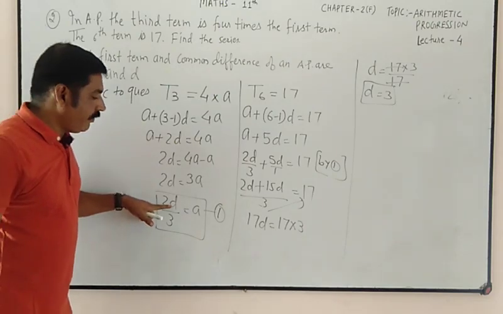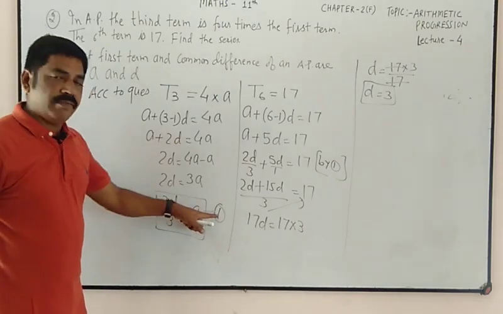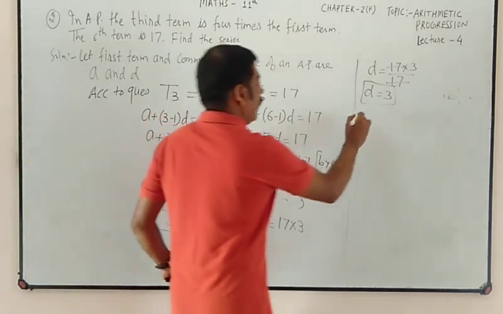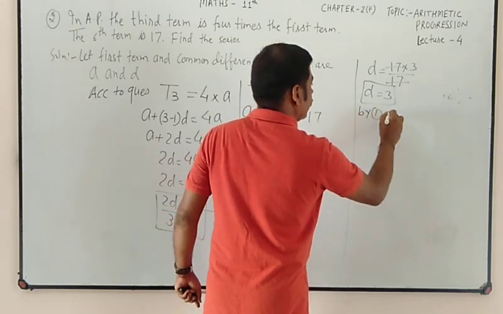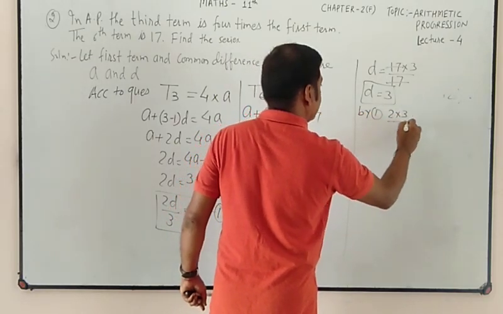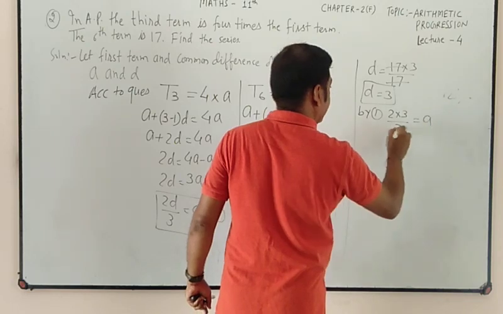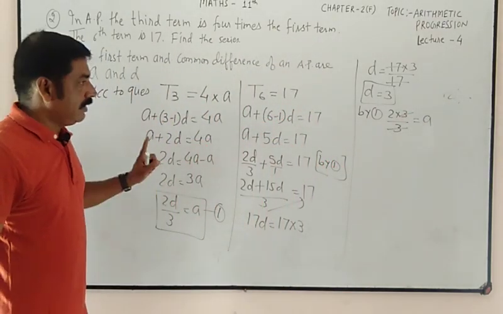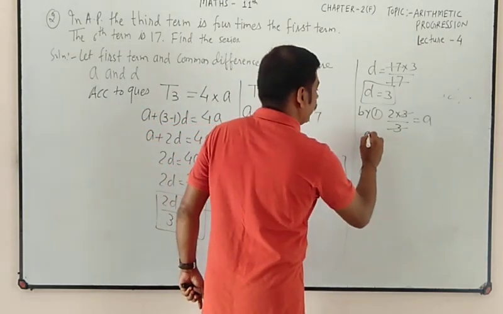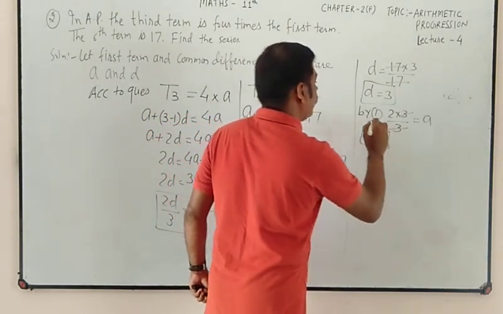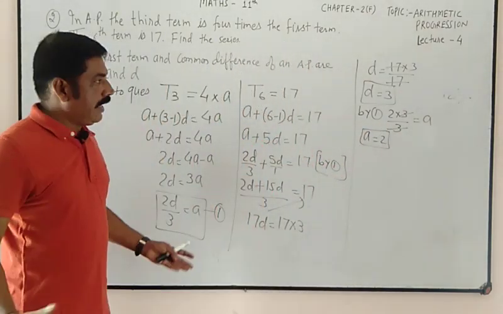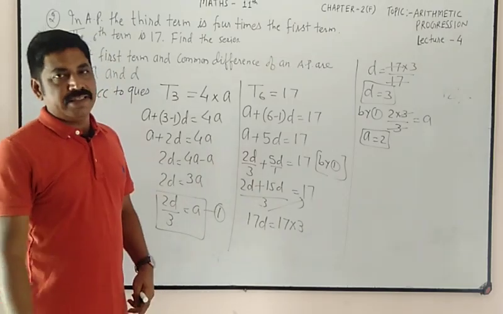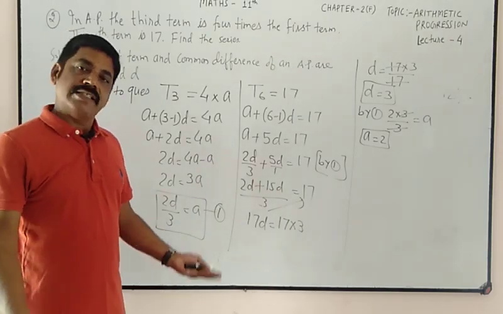Now put the value of d in equation number 1. So by first, 2 into 3 upon 3 is equal to a. 3 cancel. Hence we have a is equal to 2. Now we have a and d. So we can easily find any term or the series.